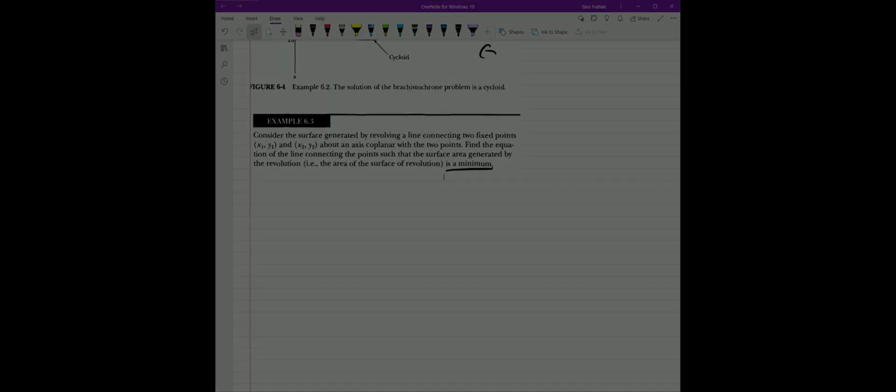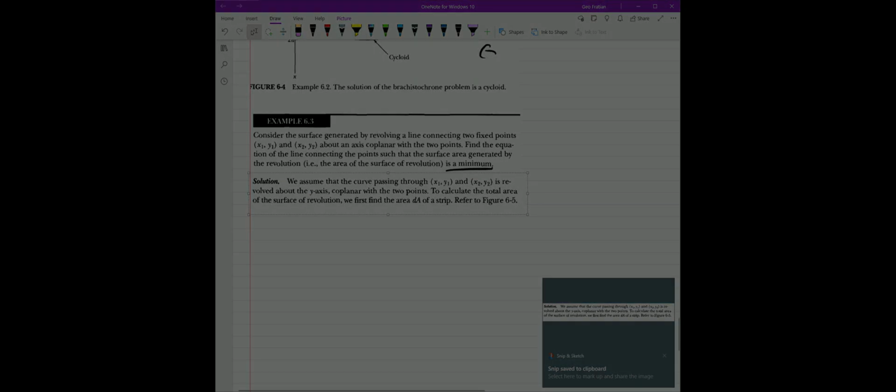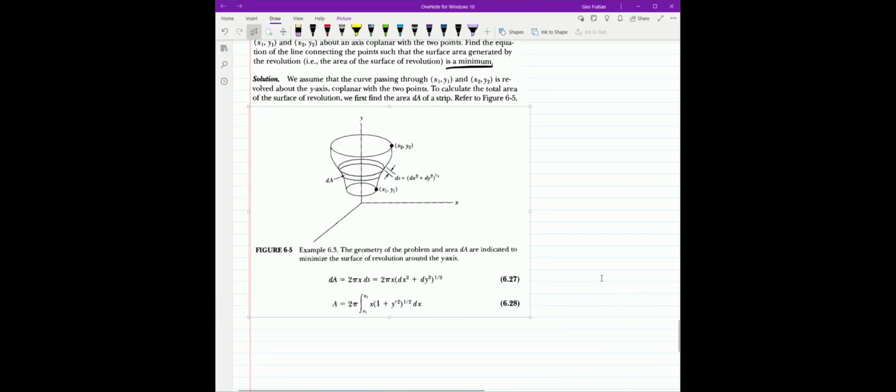So I'll just screenshot the solution this time, because I think it's easier for me to just write and talk over this, so I don't have to worry about copying it down. So let's assume the curve passes through both the points, right? And it's revolved about the y-axis. See, now we do x and y like this. I don't know why they did it the other way, but whatever.